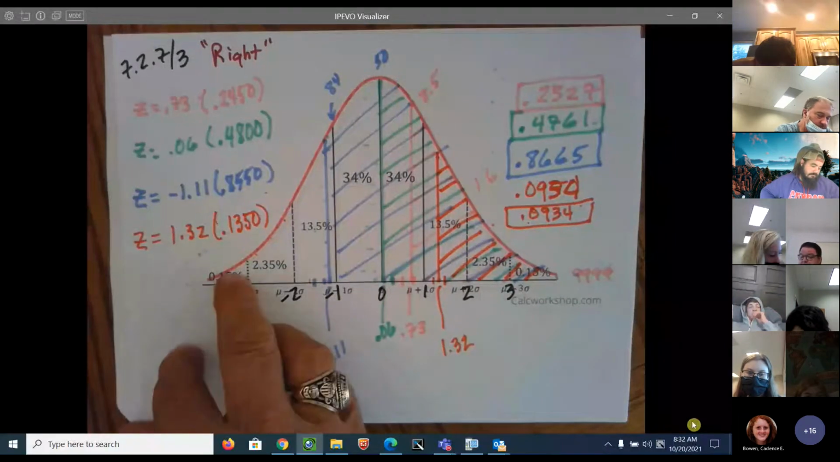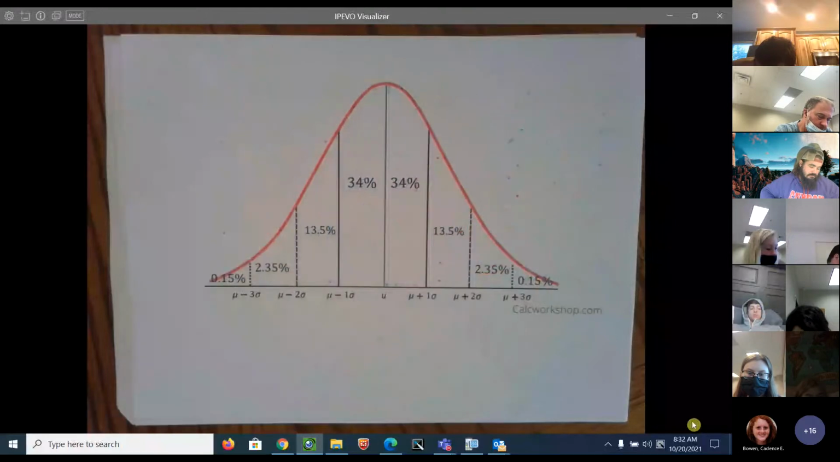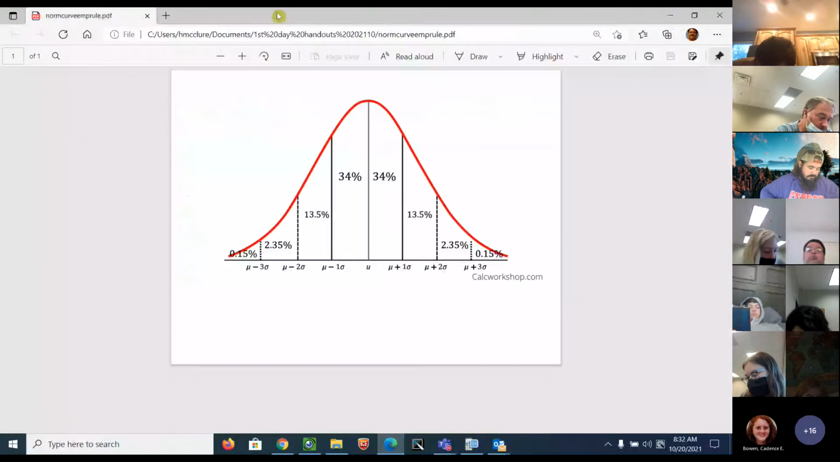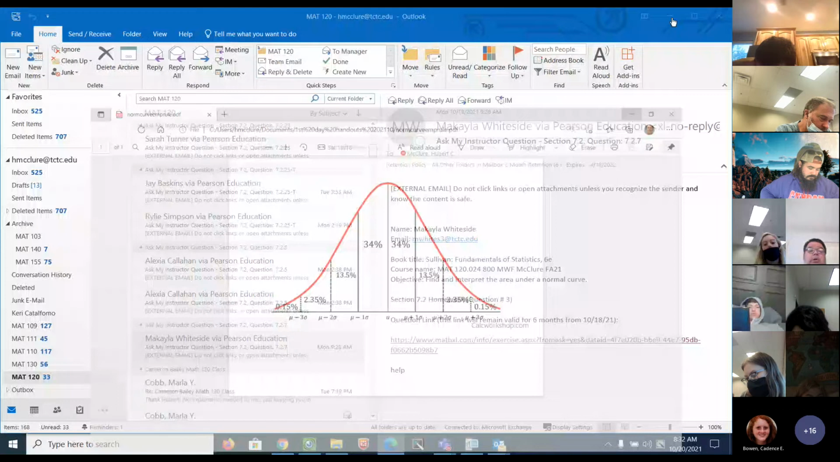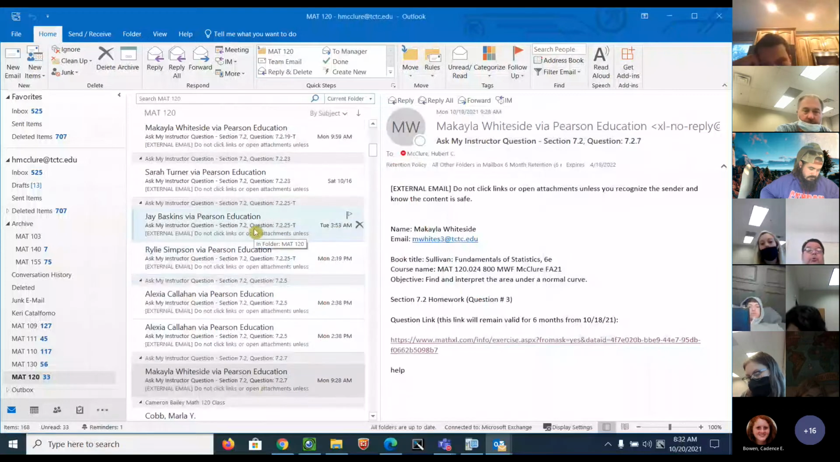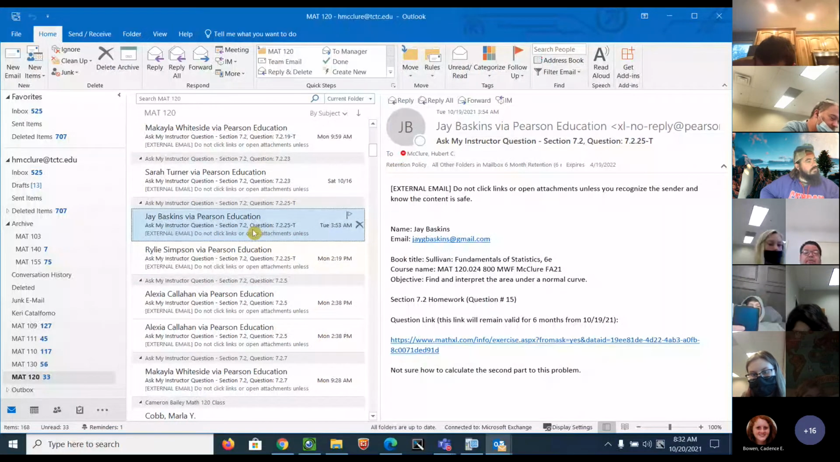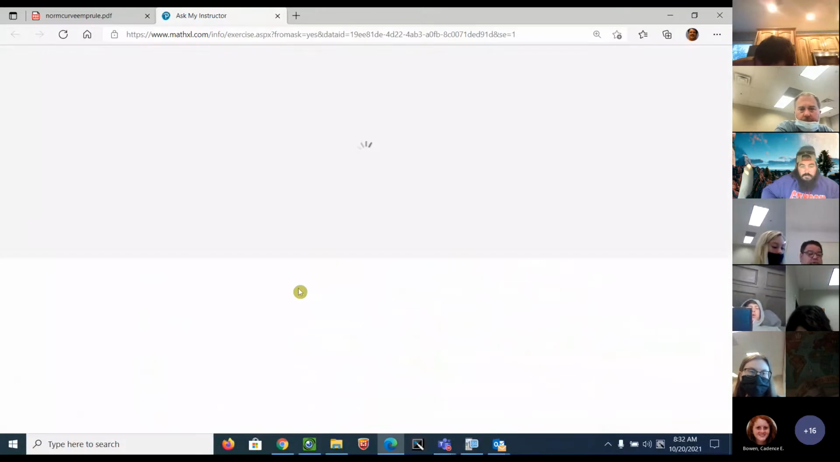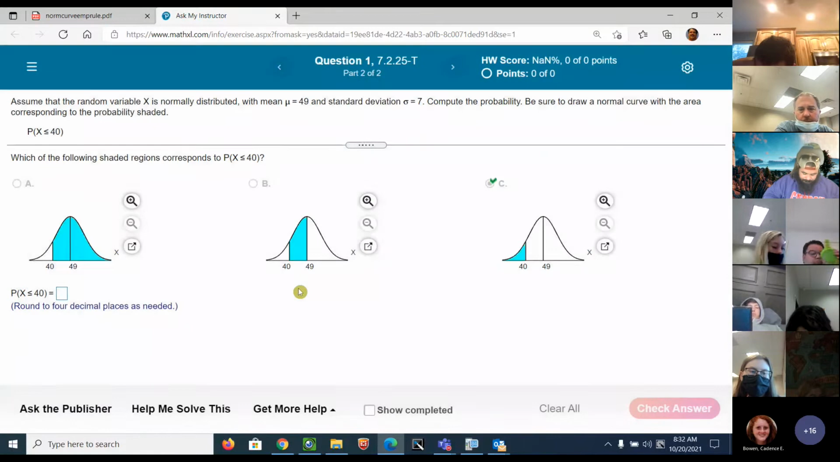Now let's move on and try to find one where the mean is not 0 and not 1. So let me get rid of this one. Let me go to this one. See if I can pick the right one. Yes. So we got a mean of 49 and a standard deviation of 7.